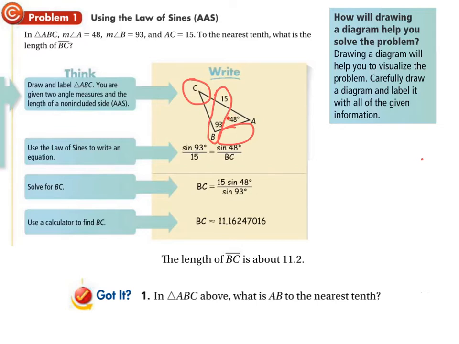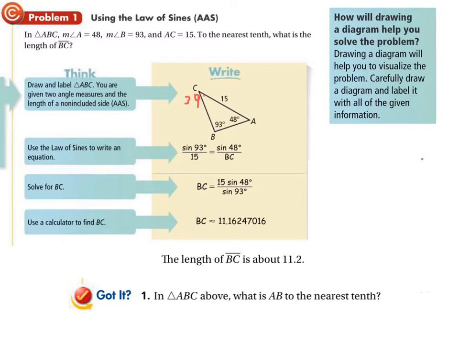Well, if you know two angles in a triangle, you know the third angle. So if we know that 93 plus 48 equals 141, then subtracting that from 180, we get 39 degrees. And so that's what angle C is. So let me erase the marks here. Angle C is 39 degrees.